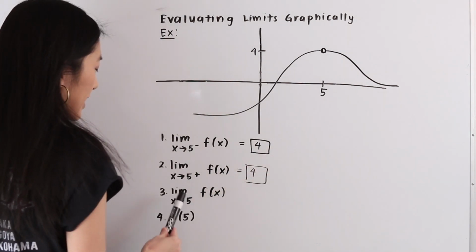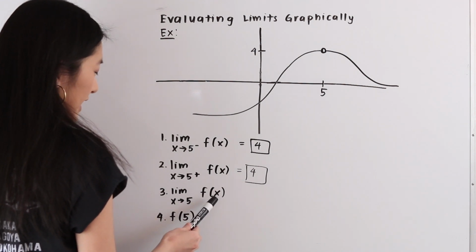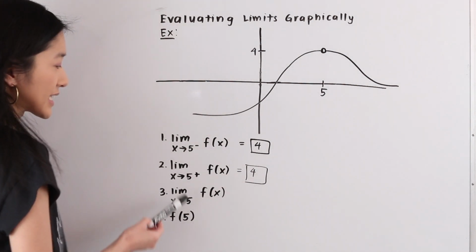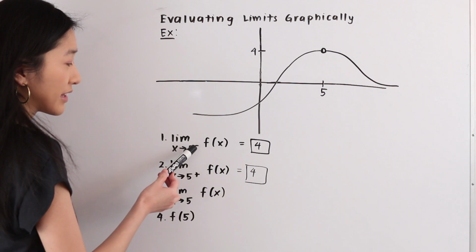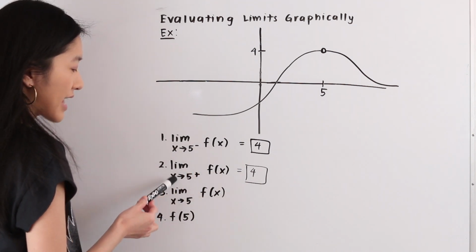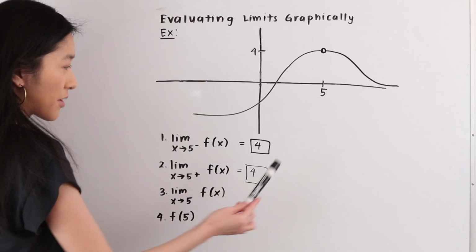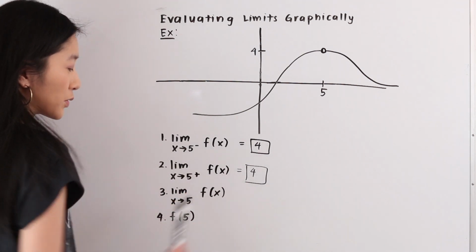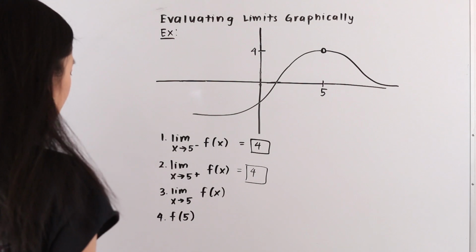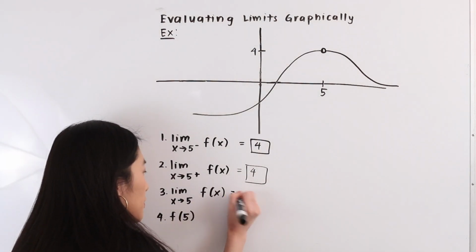In problem 3, we have the limit as x approaches 5 of f of x, and in order for this limit to exist, the limit as x approaches 5 from the left of f of x and the limit as x approaches 5 from the right of f of x both have to be equal to each other. We can see from 1 and 2 that these two limits are equal to each other, so this means that this limit does exist, and it is equal to 4.